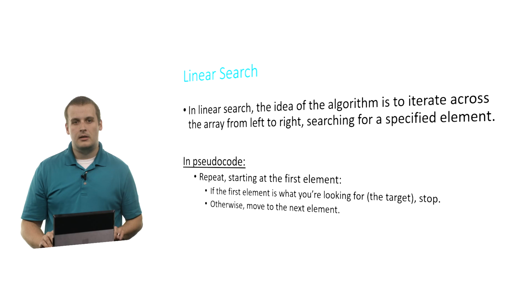Linear search is an algorithm we can use to find an element in an array. An algorithm, recall, is a step-by-step set of instructions for completing a task. The linear search algorithm works as follows. Iterate across the array from left to right, looking for a specified element.